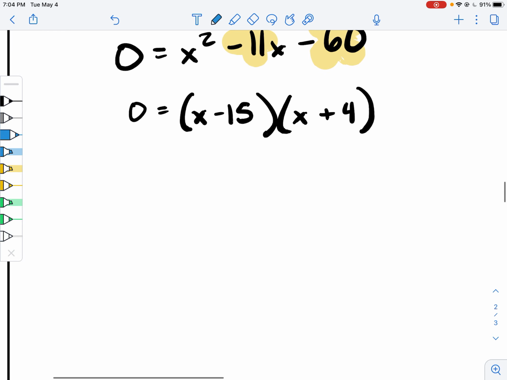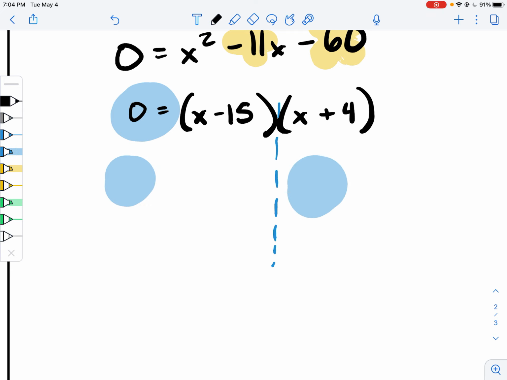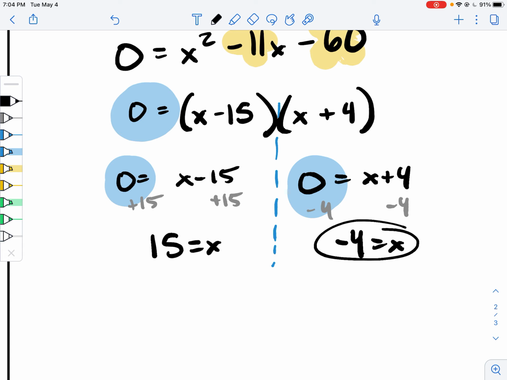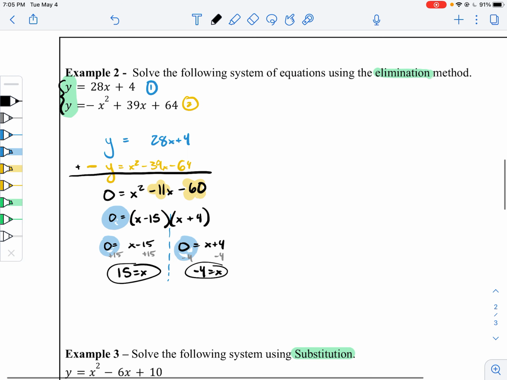Now that we have it factored, we can split and solve. So 0 equals x minus 15 and 0 equals x plus 4. After taking the appropriate steps to solve each equation, we get that 15 equals x and negative 4 equals x. Cool, but we're not done, because remember, that's just the x part. We need points. So we need to figure out what happens when x equals 4, and what happens when x equals 15.